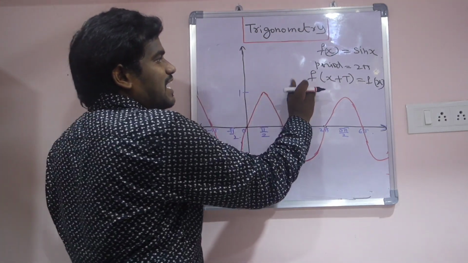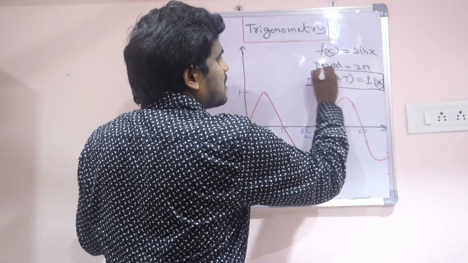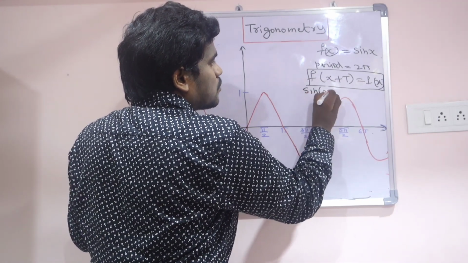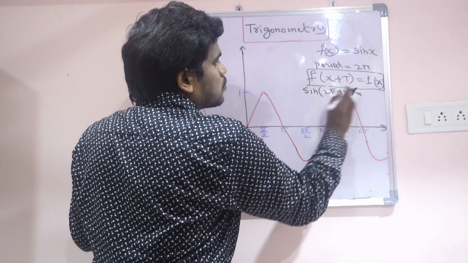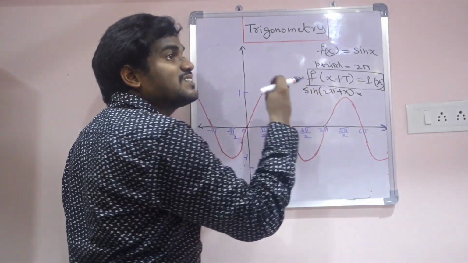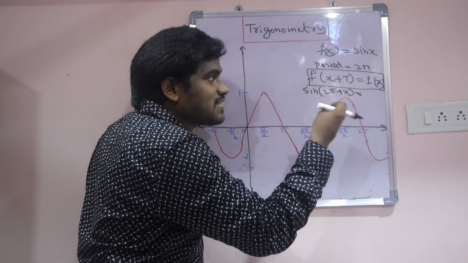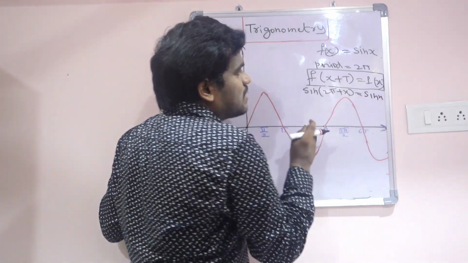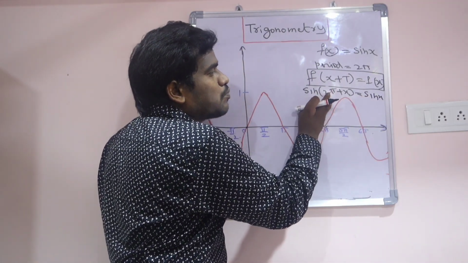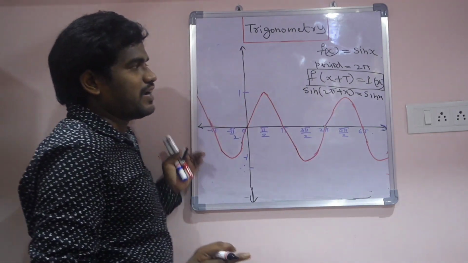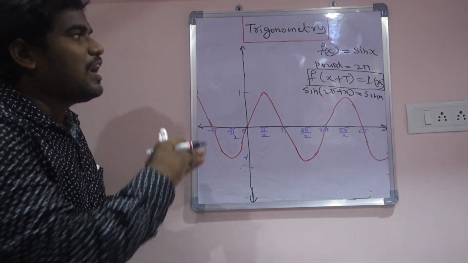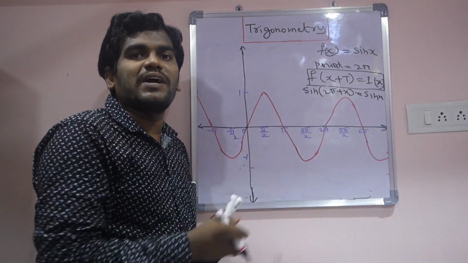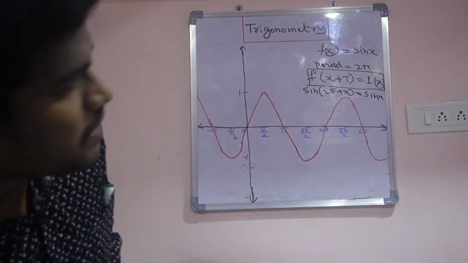So what is the condition formula for period? f of x plus t is equal to f of x. If you observe, sin of 2 pi plus x, where 2 pi means 360 degrees, so 360 plus x in the first quadrant is sin x only. So sin of x plus t is equal to sin x. Then t is 2 pi. So 2 pi is the period. I hope everyone understands. Period means after 2 pi the wave is repeating again, so 2 pi is called the period. And we will go for the next one.